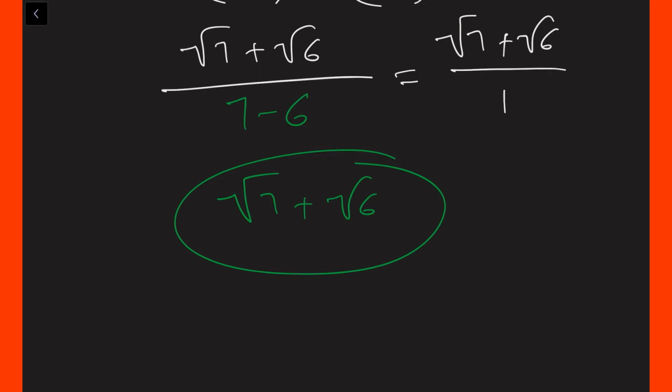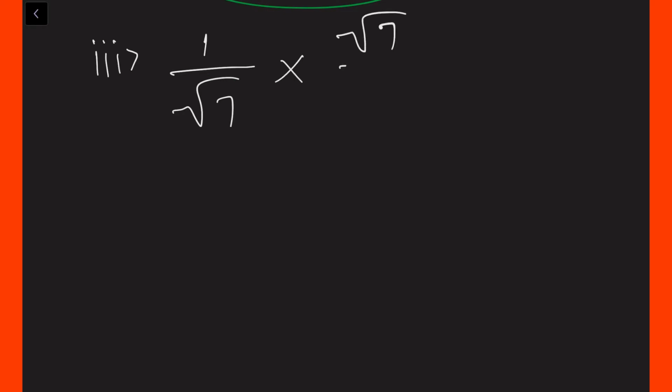Next, third question. This is a very easy question: 1 by root 7. Whenever in the denominator only a single term is there, multiply and divide with the same term again. Here root 7 is in the denominator, so multiplying and dividing by root 7 again. In this case the rationalizing factor is root 7 only.